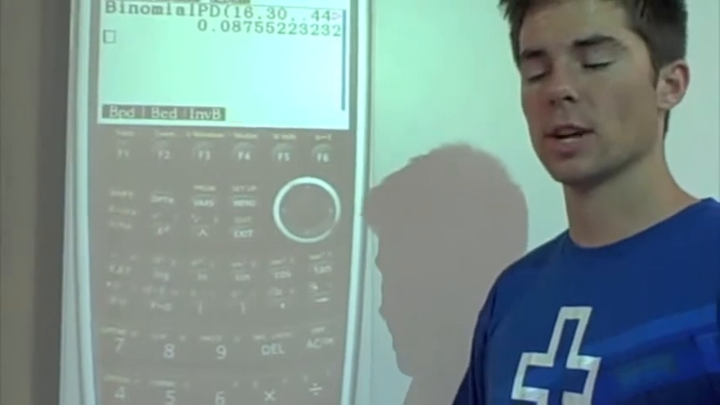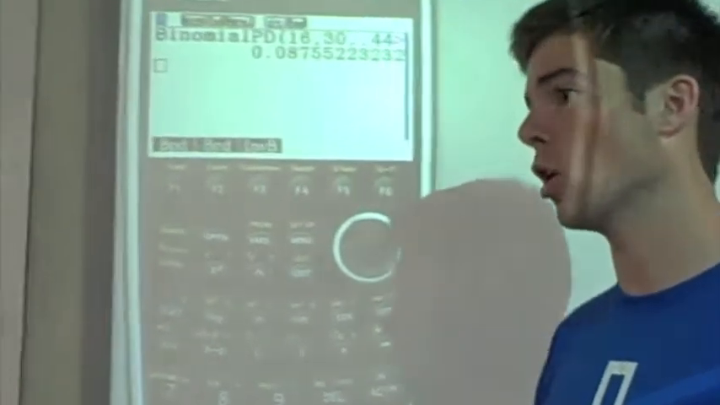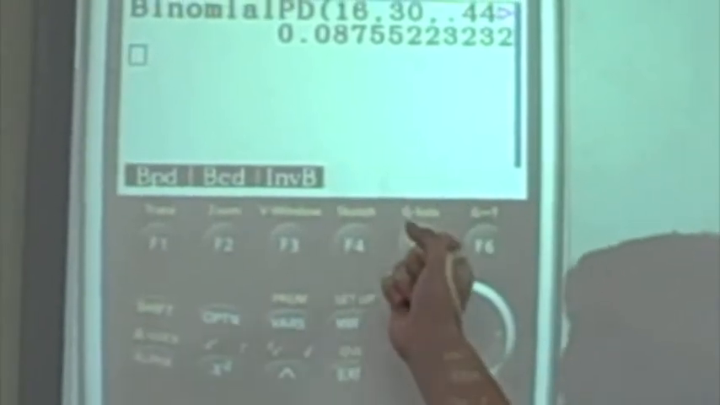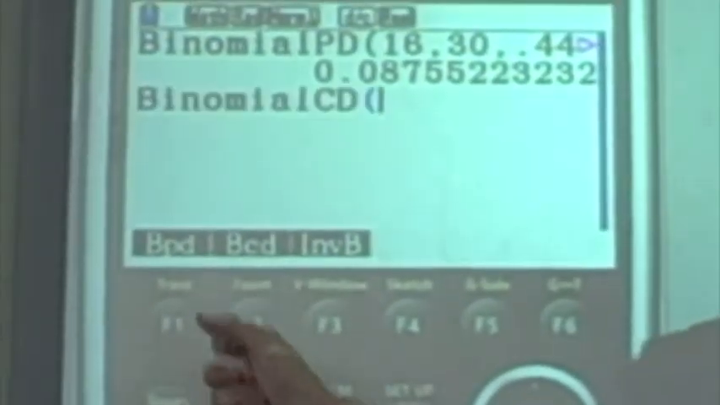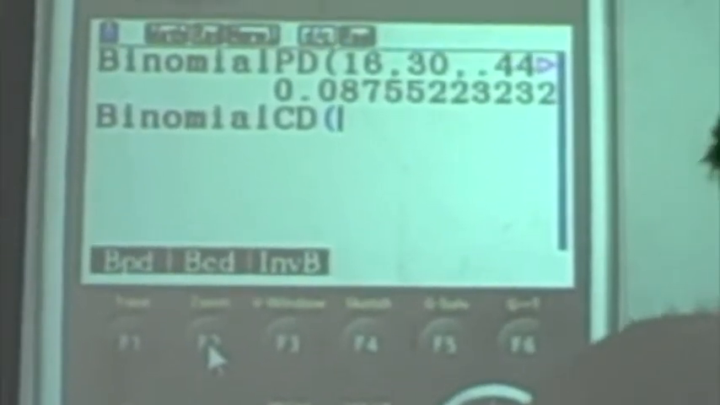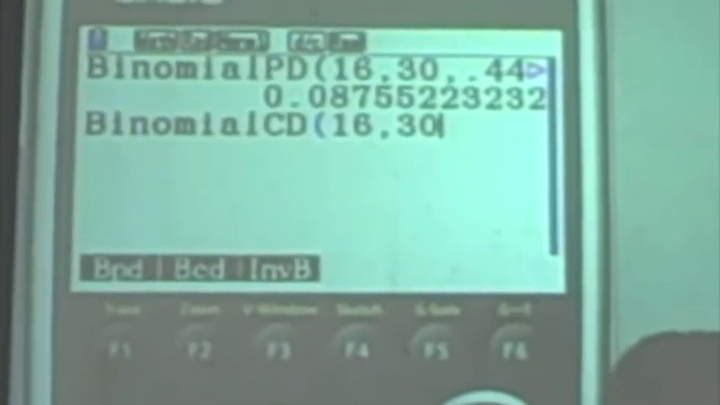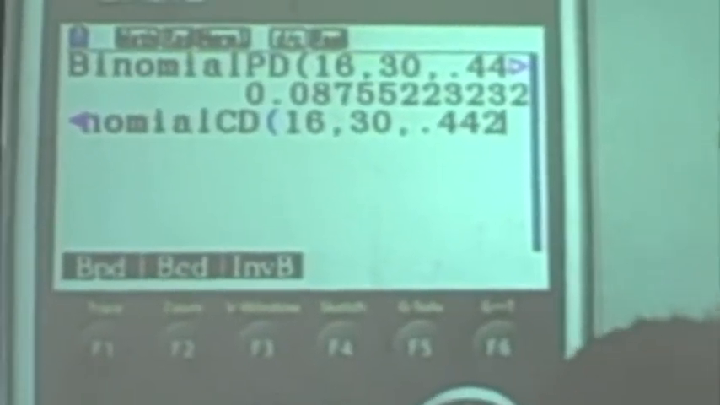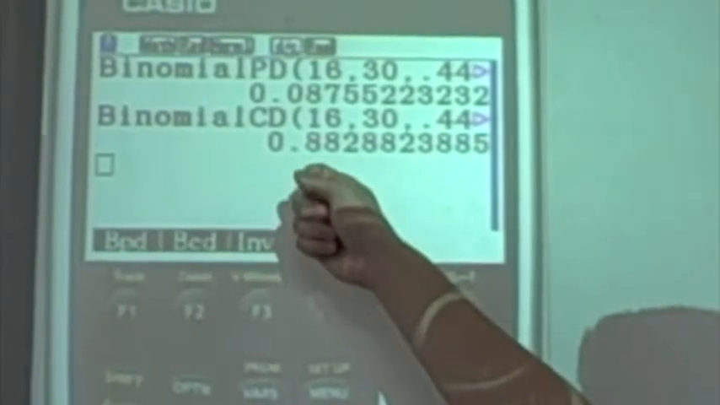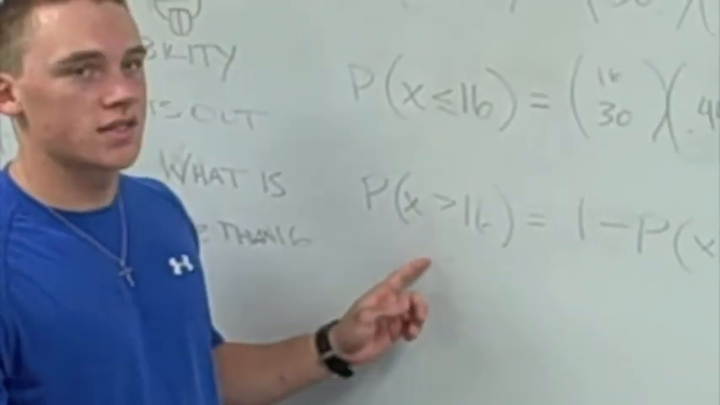Next, we're going to calculate the chance that he gets 16 or fewer hits. So 16, 15, all the way down to 0, the probability of all of those added together. Same thing, options, stats, distribution, binomial. Now we're going to use BCD, which calculates less than or equal to the k value that you plug in. So same thing, it's going to be k, n, and p. We're going to go 16, comma, 30, comma, 0.442. And the probability of him getting 16 or fewer hits is 0.88288.